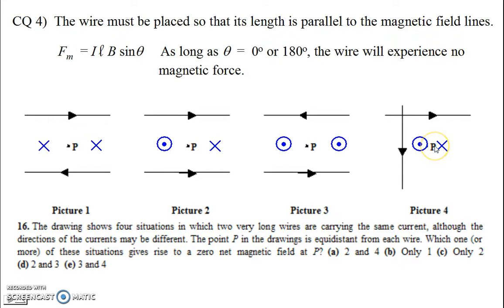Can these two cancel? You bet they can. They're in opposite directions, and point P is equidistant from the two wires. So in this case, it's pictures 2 and 4 because we have the fields in opposite directions. So in this case, that is choice A.